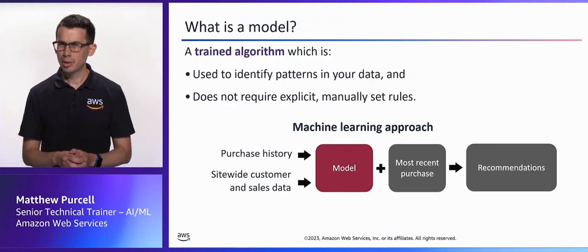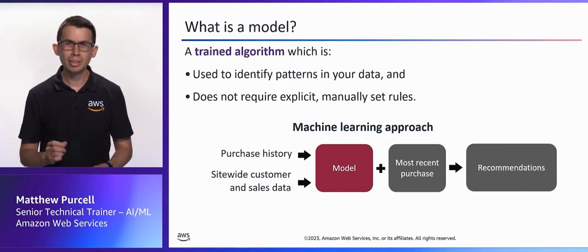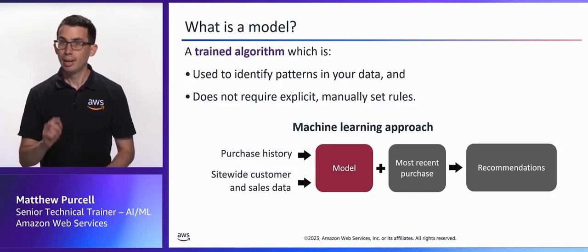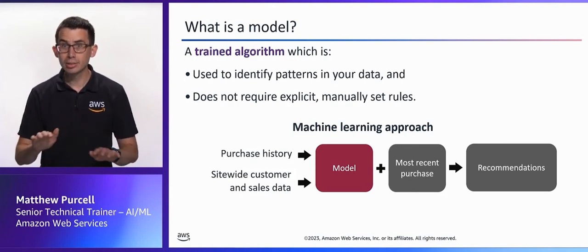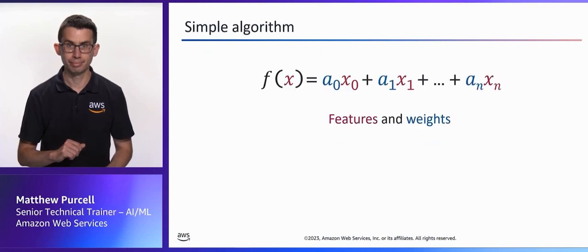So you might be wondering, what is a model exactly? A model in machine learning is the trained algorithm you use to identify patterns in your data. The key there is that it's trained through the machine learning process. It isn't created manually by programmers setting up rules like in classical programming. Let's look at a very simple example algorithm.